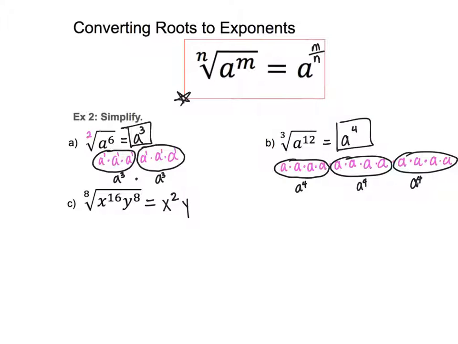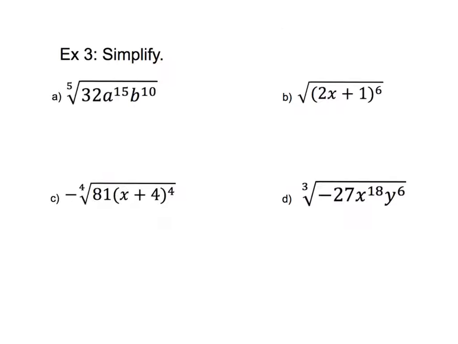And then for Y, this 8 divided by this 8 gives me 1. Or you can just write it as X squared Y instead of Y to the 1. But I'm just going to write that there just so you guys know that I did divide. And that's it. So let's put all this information together and do a few more examples. All right, last slide for today.